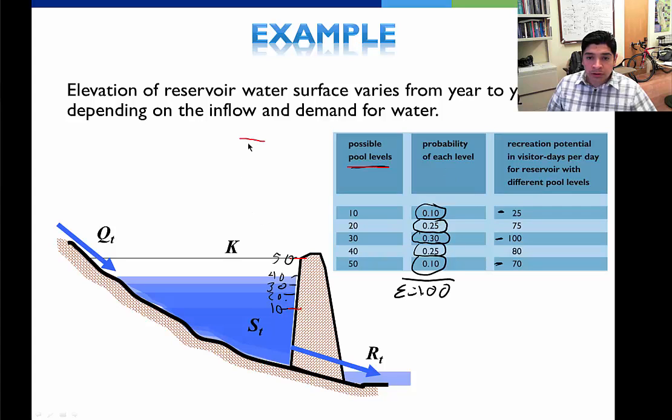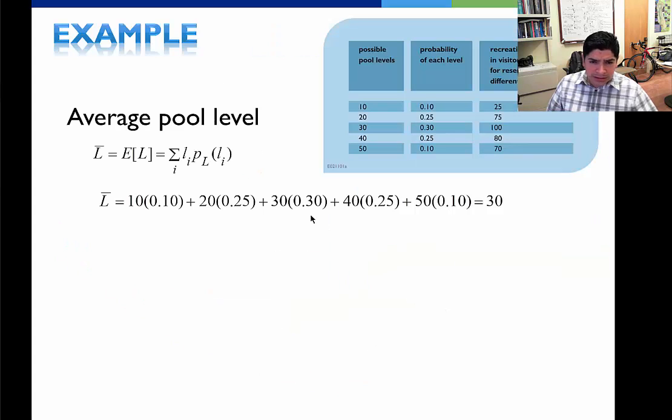Well, you just record how many times these have happened over the overall period, and then you start saying, for example, a pool of 10 happened 10 times out of 100. The level 20 happened 25 times out of 100, and so on. Remember that one of the golden rules of probabilities is that all of the probabilities must add up to 1. So, what is the average pool level?